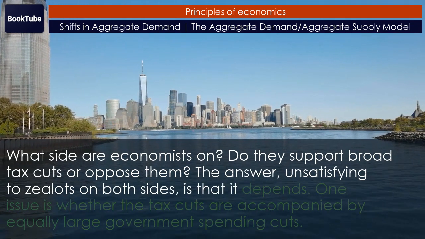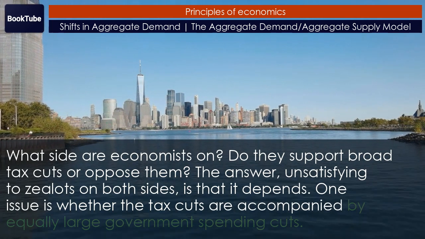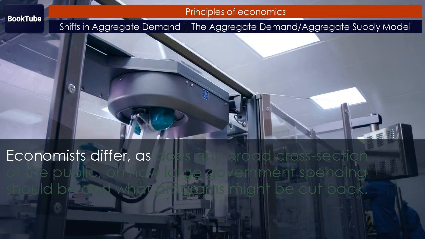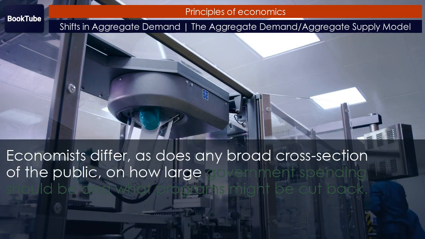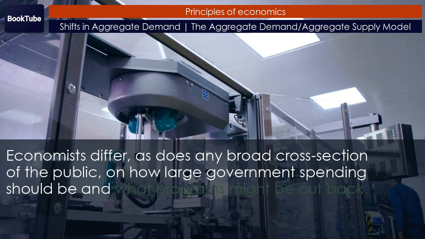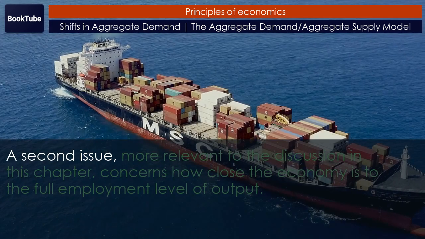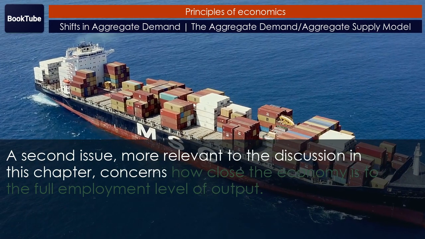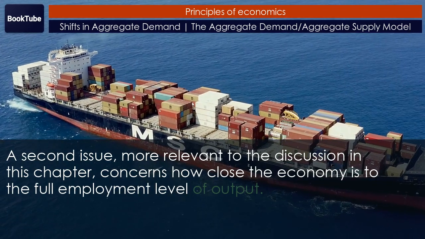It depends. One issue is whether the tax cuts are accompanied by equally large government spending cuts. Economists differ, as does any broad cross-section of the public, on how large government spending should be and what programs might be cut back. A second issue, more relevant to the discussion in this chapter, concerns how close the economy is to the full employment level of output.